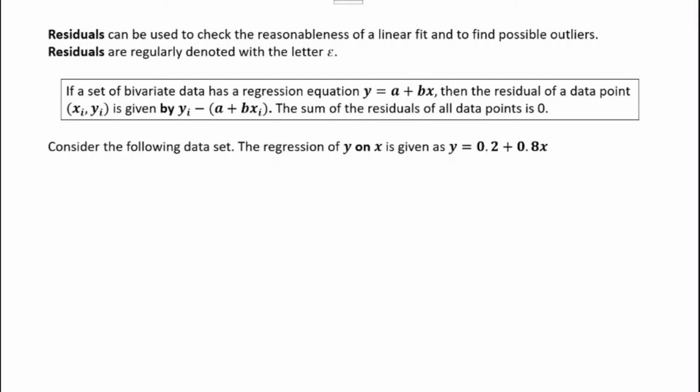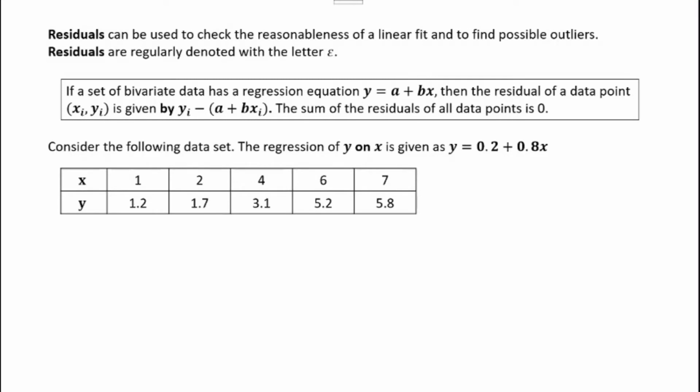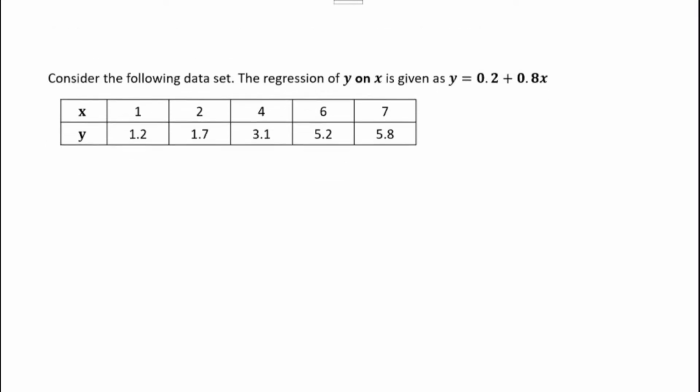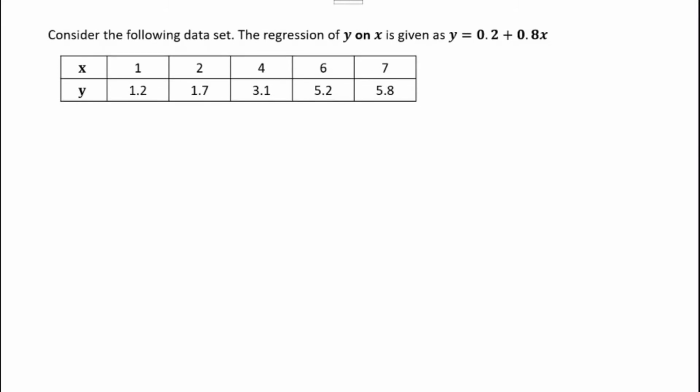The regression line of y on x is given by this particular function. So this is the data set that we're working with. This is the regression line. How would we find residuals? For each of these values, I'm going to subtract the y value from the data set away from the y value the function, the equation, would lead me to get. The difference between them is the residual.